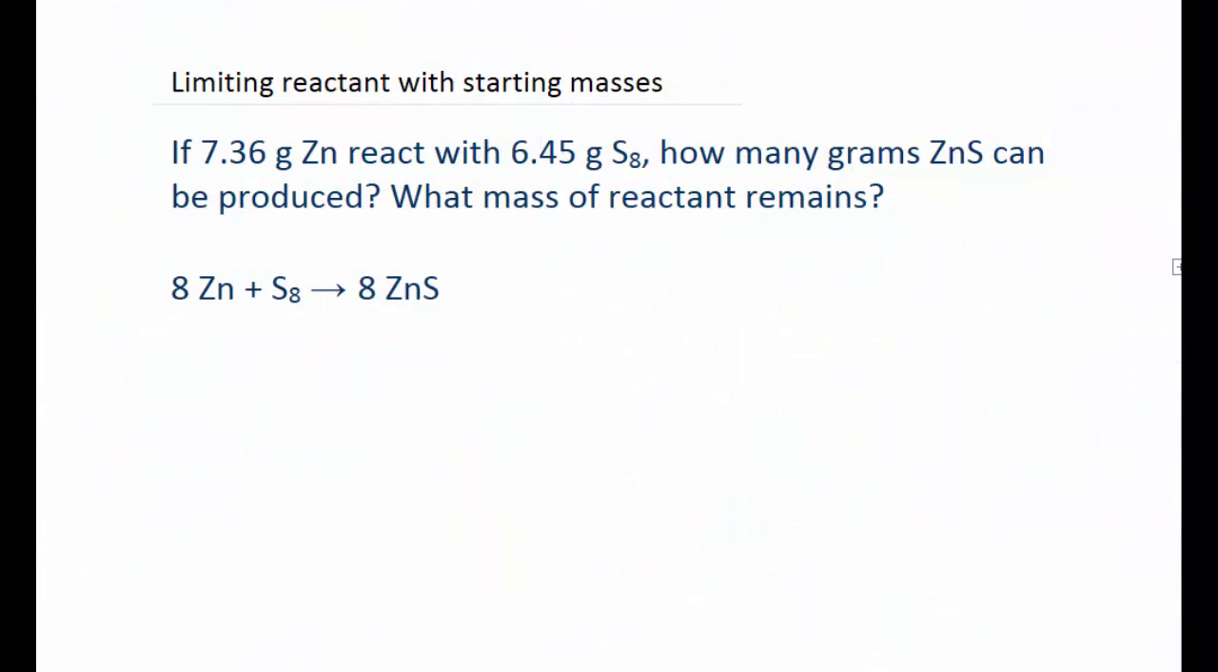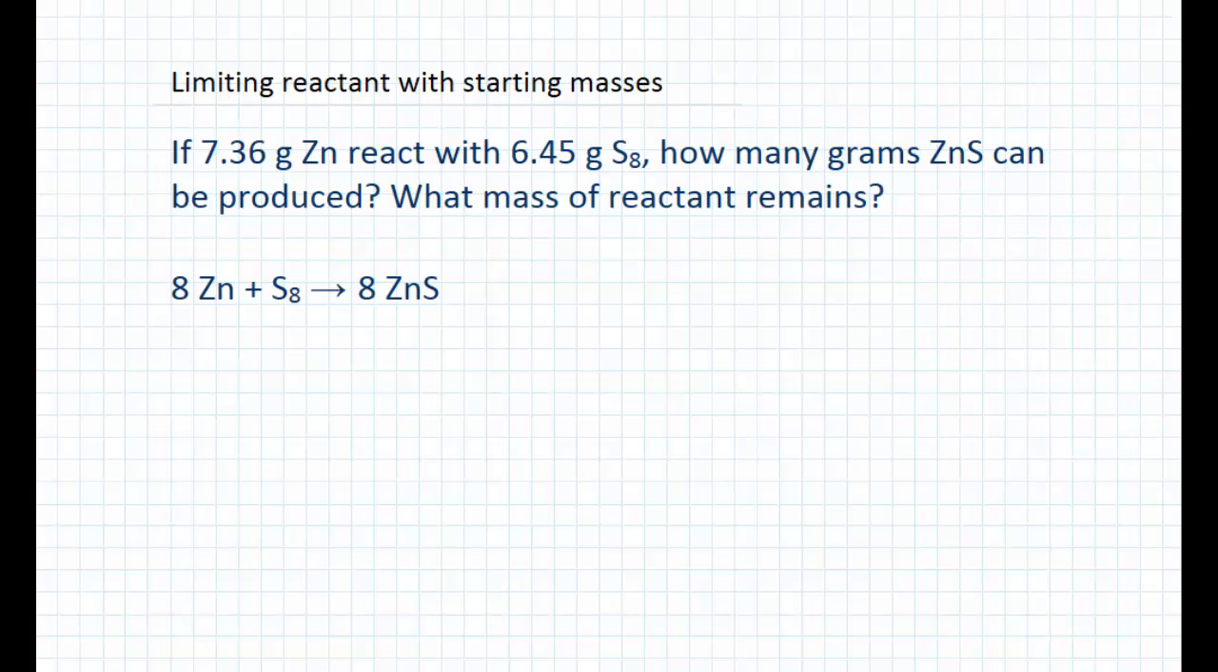So let's give a question like this a try with grams. Here's a balanced chemical equation. Sort of a unique one because we're using S8 in this one. That's a specific form of sulfur. I think we talked about that a while ago, where it forms those 8-membered rings of sulfur atoms, but that gets accounted for in the balancing. So 7.36 grams of zinc react with 6.45 grams of S8. How many grams of zinc sulfide can be produced, and what mass of reactant remains?